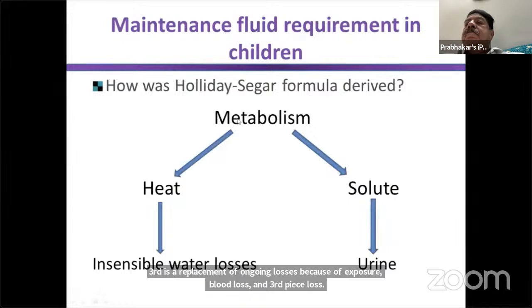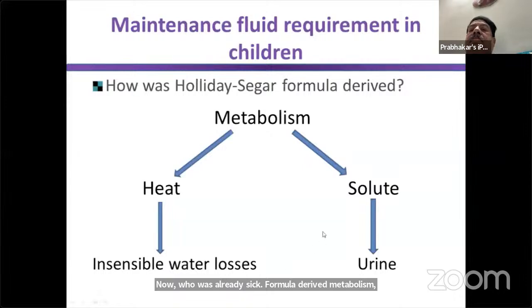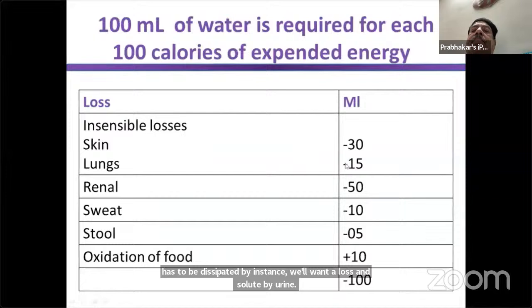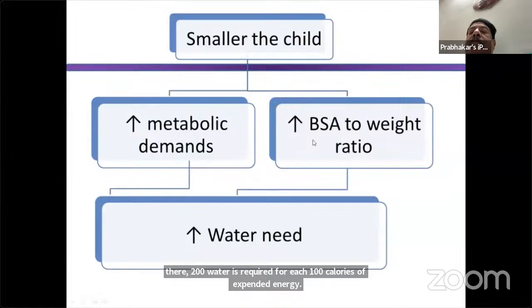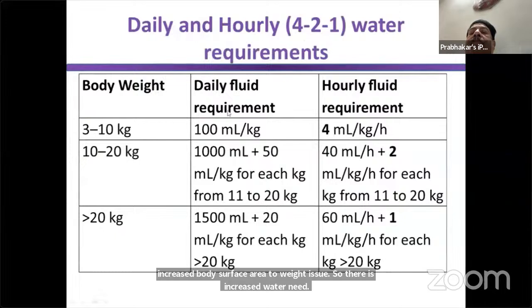Now, how was the Holliday-Segar formula derived? Metabolism produces heat, which has to be dissipated by insensible water loss and solute by urine. And normally, these losses are there. So 100 ml of water is required for each 100 calories of expended energy. The smaller the child, the more is the metabolic demand and increased body surface area to weight ratio. So there is increased water need. And that has given rise to this daily and hourly 4-2-1 formula.